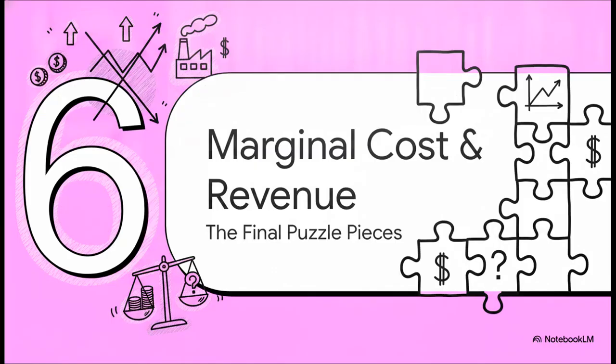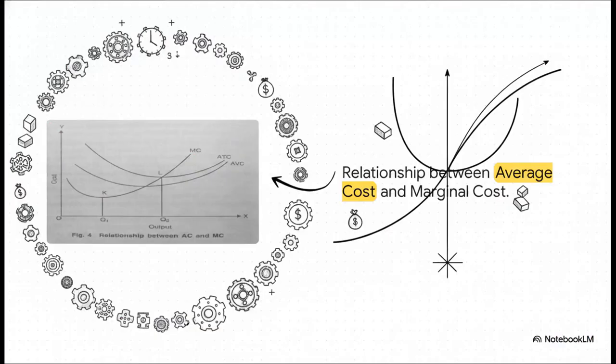And finally, Section 6, marginal cost and revenue, the final puzzle pieces. Let's connect our cost curves to the revenue side, because this is where we see the true mechanics of how a business makes its most critical survival decisions. There is just an absolute mathematical beauty to how these lines interact. The marginal cost curve, which is tracking the cost of producing just one additional unit, always swoops in and cuts the average cost curve exactly at its lowest point. Every single time, like clockwork.